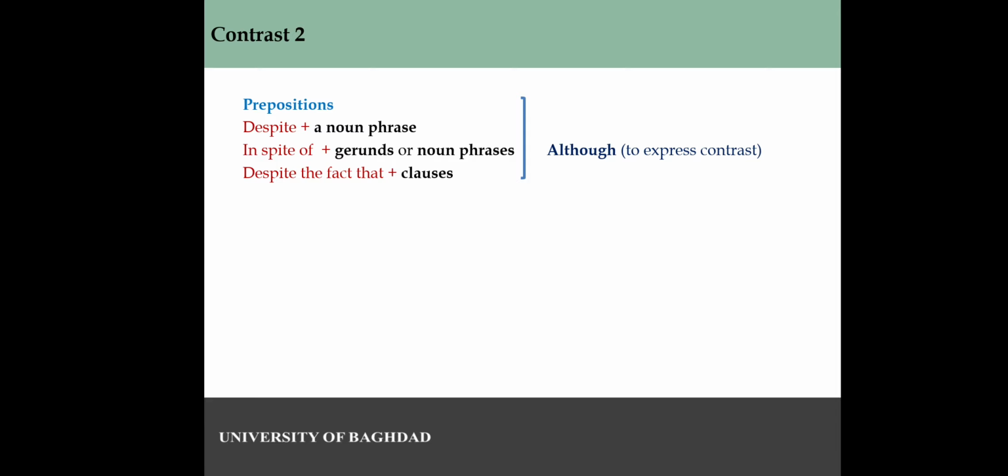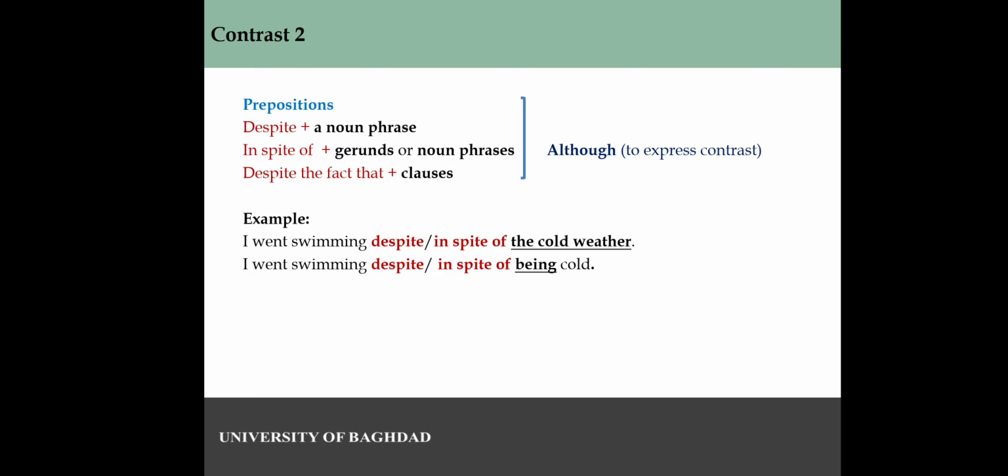Let me differentiate between these three items. A phrase is a set of words without a subject or a verb. A gerund is a verb form with ing, which functions as a noun, while a clause is also a set of words that should include a subject and a verb. Let's have a look at the following examples. I went swimming despite, in spite of, the cold weather.